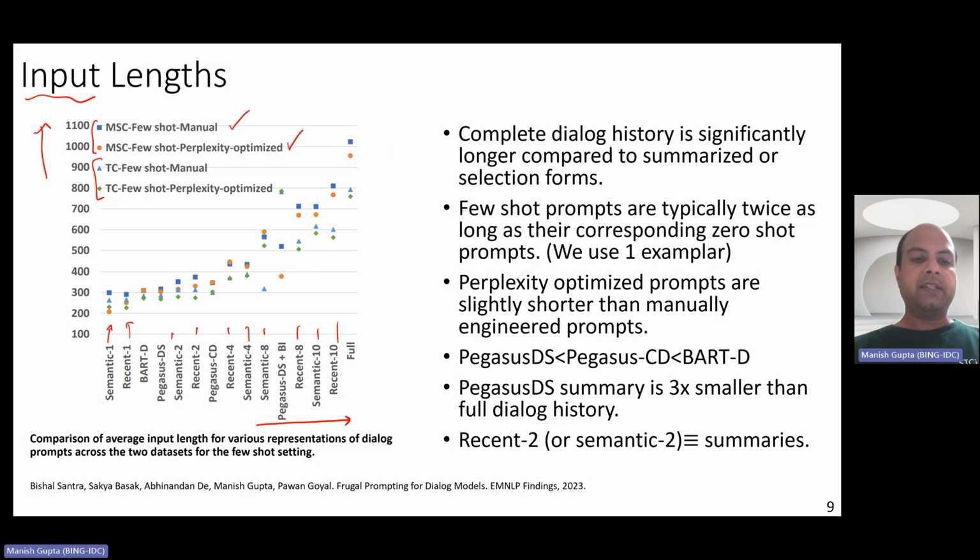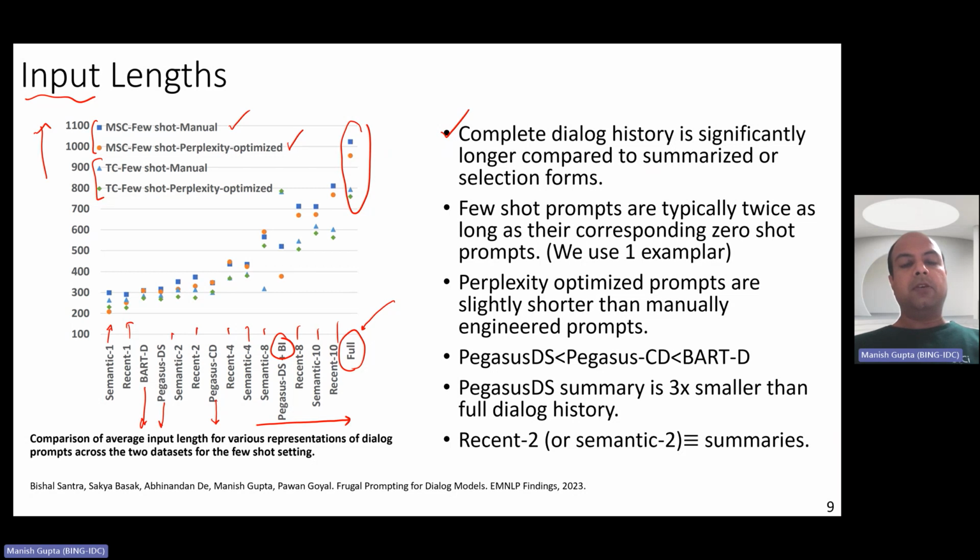You could also use summarized dialog histories, BART-D summarized, Pegasus DS summarized, Pegasus CD summarized, or you could use the full dialog history. You could also combine a summary of the background information. So you could do all of those combinations. Now, what you observe is that, of course, complete dialog history is very expensive. It is significantly longer compared to summarized or selection forms, any of those selections, recent K or semantic K.